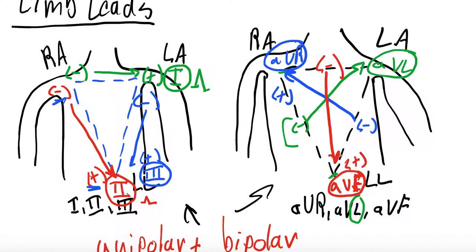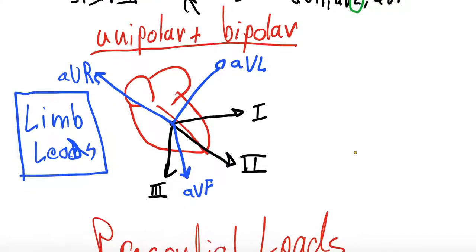The unipolar leads are based off of the middle point between the right arm, left arm, and left leg, and they are unipolar because they're going positively towards what they're describing. So AVL goes positive towards the left arm, AVR goes positive towards the right arm, and AVF goes positive towards the foot. So when you graph this out with the heart, it's easy to see here. Lead 1 going from right arm to left arm, lead 2 going from right arm to left leg, and lead 3 going from left arm to left leg.